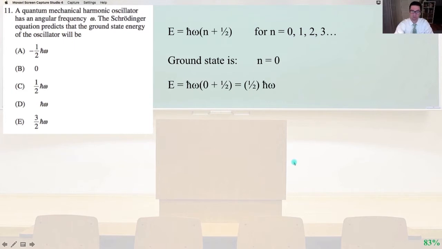So for n equals 0, 1, 2, 3, and so on. In our case, the ground state is going to be n equals 0. So plug that into our energy equation above. E equals h bar W times the quantity 0 plus 1/2. N equals 0 is our ground state. So the ground state energy is going to be 1/2 h bar W, and that is answer C.